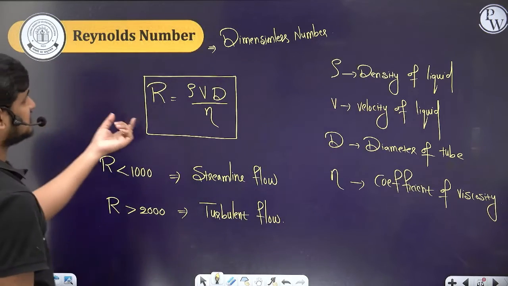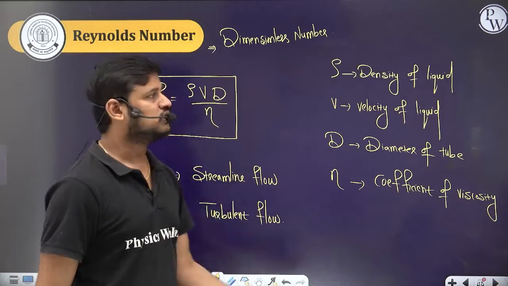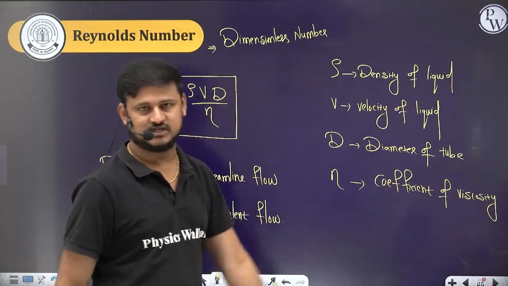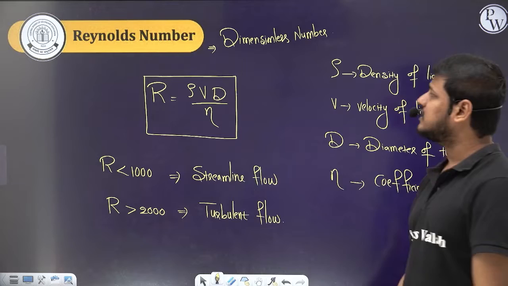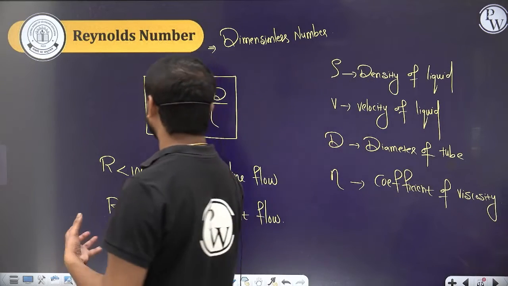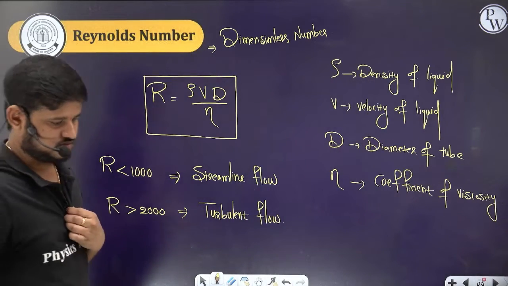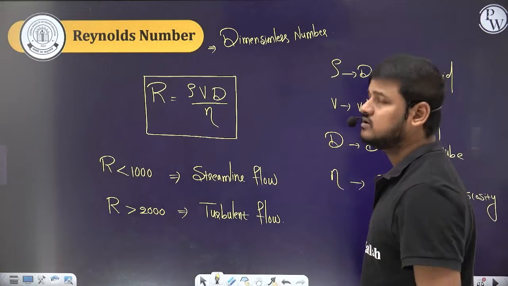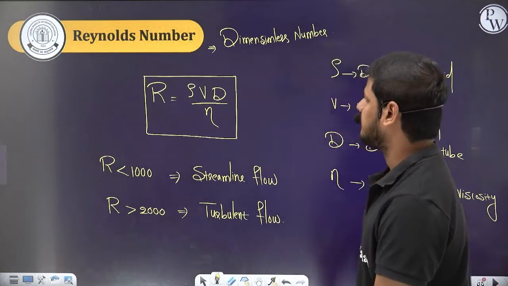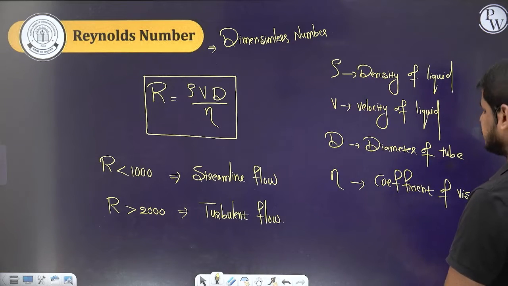So Reynolds number is a dimensionless number, so the dimensional formula is M0, L0, T0. Clear? Like the coefficient of restitution, and like the refractive index, this is also a dimensionless quantity. Done guys? This part is clear?